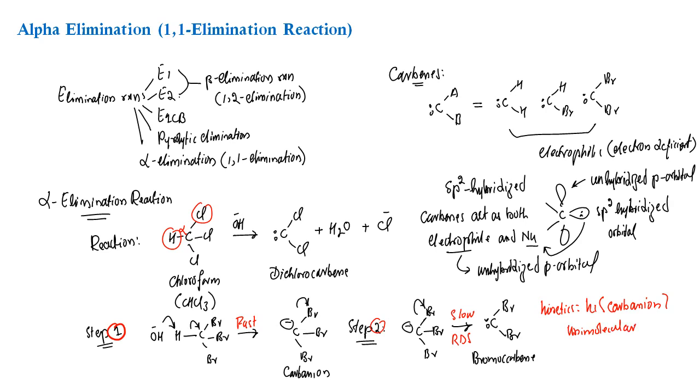The mechanism is closely related to the E1CB mechanism. In E1CB, we also noted two steps. The first step was fast, which involved the abstraction of a proton by the base, especially a strong base. Usually in alpha elimination reaction also a strong base is required.